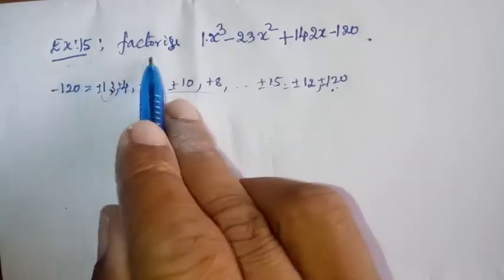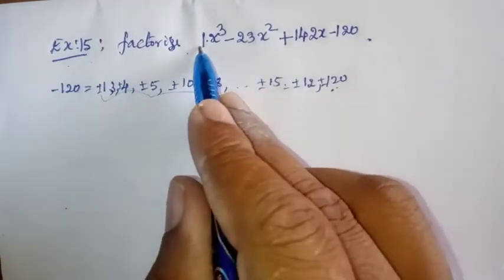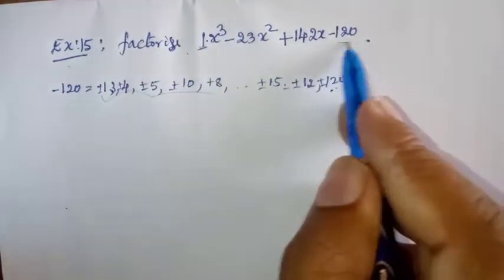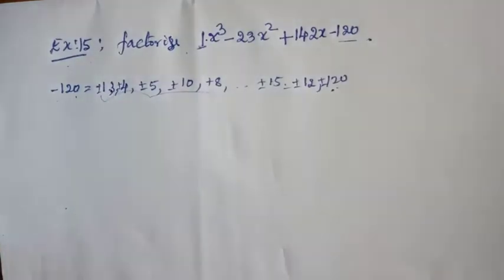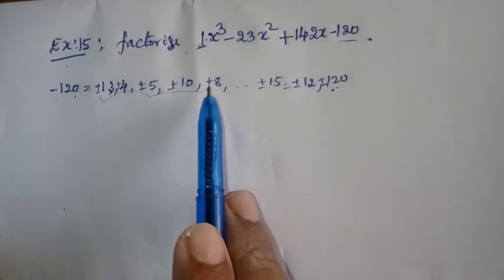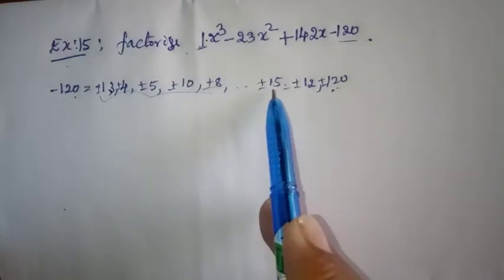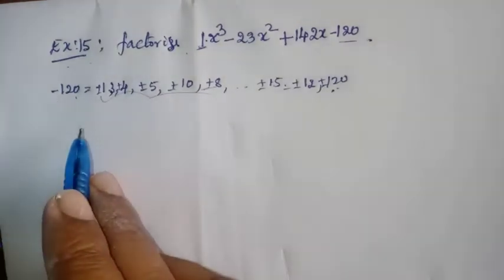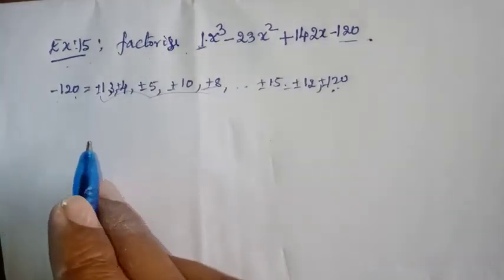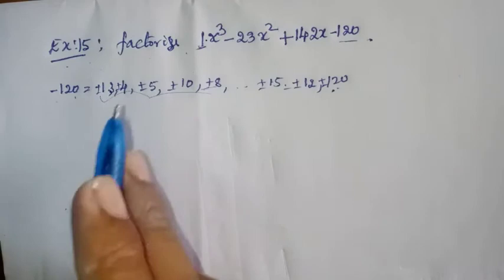In example 15, factorize. First you have to multiply the coefficient of x cube and the last one, that's 120. You have to write all the possible factors: plus or minus 1, 3, 2, 4, 5, 10, 8, 15, 12. And now we are going to use the trial and error method, and we have to apply the factor theorem.